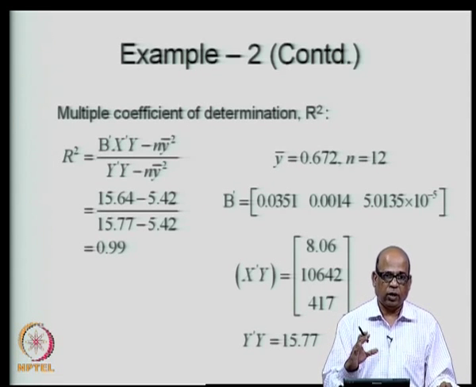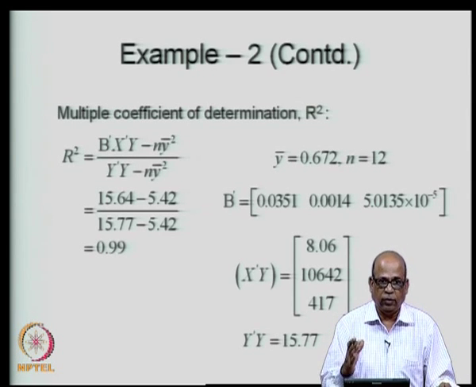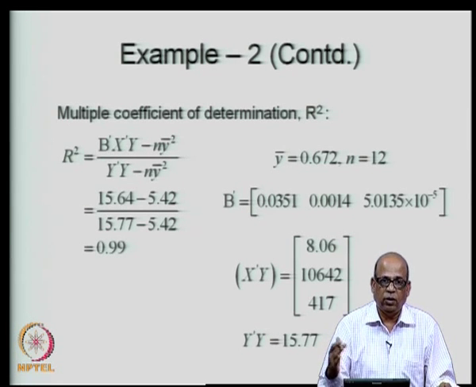So, in this particular case a good linear fit exists between the peak discharge, the area of the watershed and the rainfall in the watershed. So, this is how we fit multiple linear regression equations. Typically these situations arise when we are dealing with a number of variables.